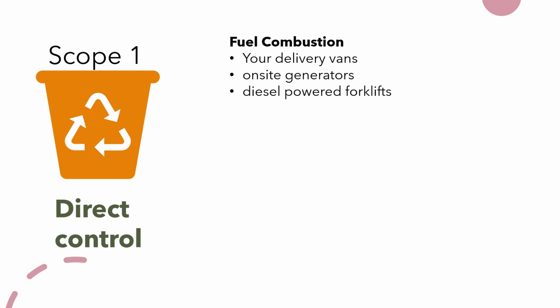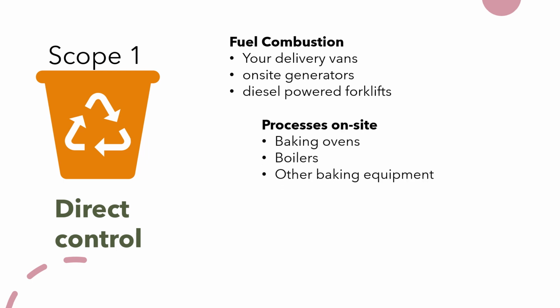It could be on-site generators that you're using to operate your business. If you have a very large bakery, moving flour or sugar from one point to the other, maybe you're using a forklift to do that part of the task. Those are the kinds of activities that can generate emissions. Second one is processes on site, the emissions from the baking oven, the boilers, or the baking equipment. We also have fugitive emissions. These are like leaks, refrigerants from cooling systems.